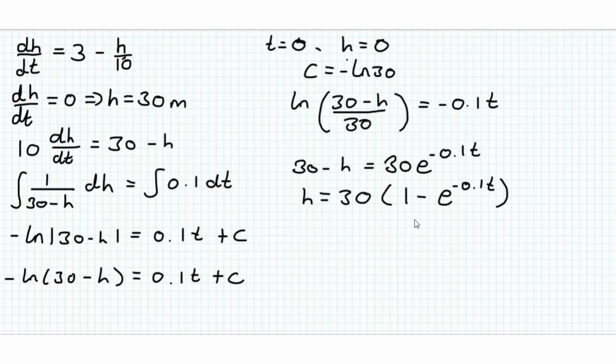So if we want to say how big is the tree going to be after 4 years, we can put t equal to 4, so we can do all this stuff. And the other thing we can do is we know what the maximum height is, 30 meters, but how long is it going to take to get to the maximum height? So we put in h equal to 30, and then we solve for t. Alright, so you can see you can learn lots of things from these differential equations.